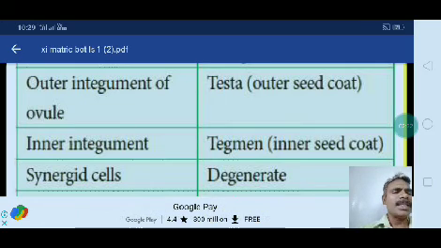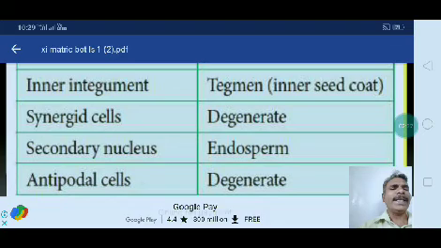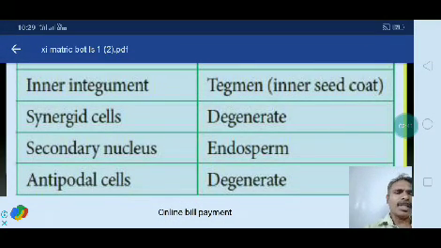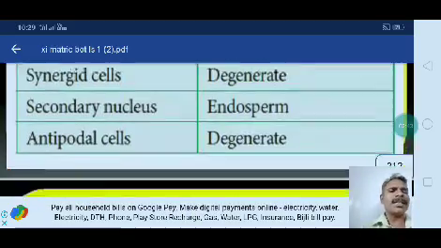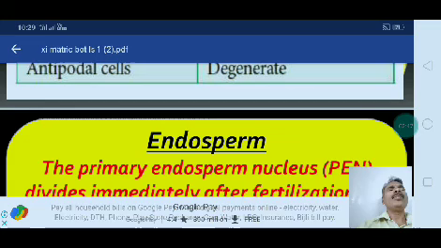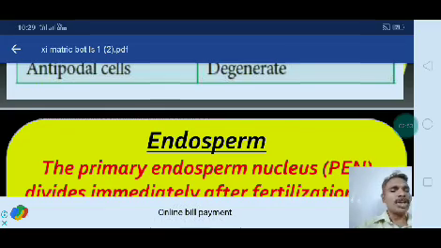Synergid cells degenerate. The secondary nucleus is modified into endosperm. Antipodal cells degenerate and disintegrate. Okay, these are the changes that occur after fertilization. The next topic is endosperm.